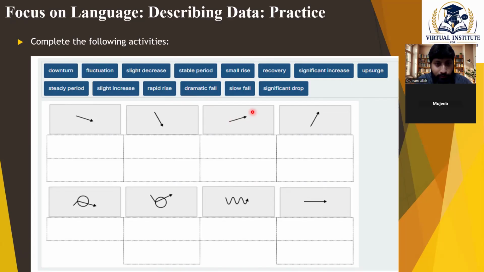What about this one? It is moving up. Slight increase. Very good. What about this one? Rapid rise. Yes, rapid rise is okay, and "upsurge" is also the right word. Okay, what about this one?